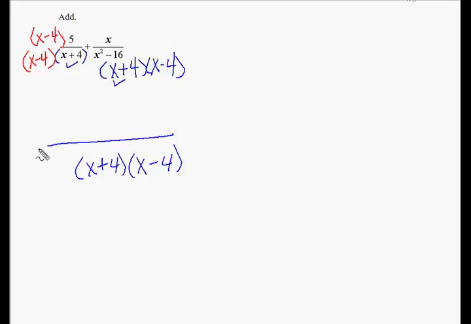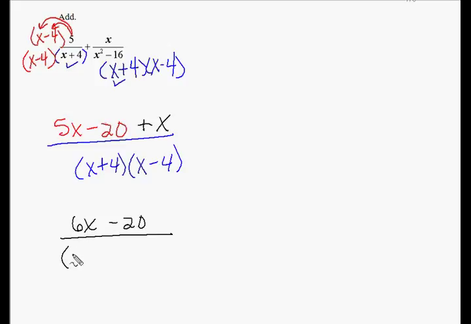When you go to write your answer on this line from the numerators, don't just copy it down. Actually multiply it out. 5 times x is 5x. 5 times negative 4 is negative 20. And we still have that other x in the numerator because we didn't need to do any fixing there. So for your answer, you want to combine like terms. X plus 5x is 6x minus 20. And in the denominator, we have our x plus 4 and our x minus 4.